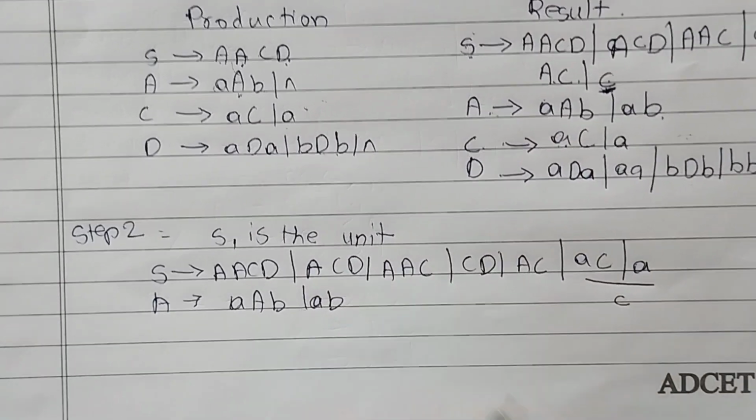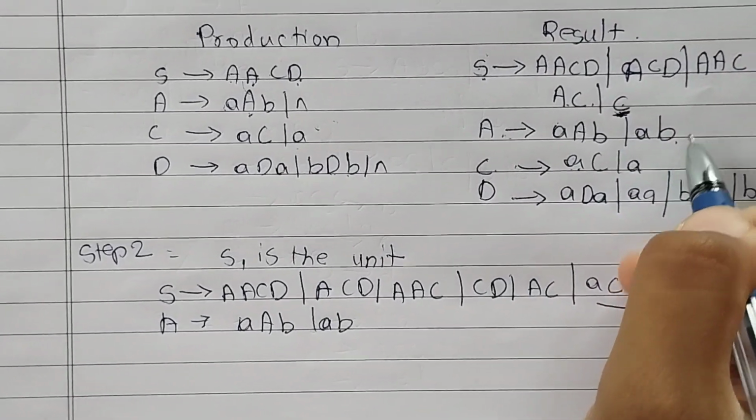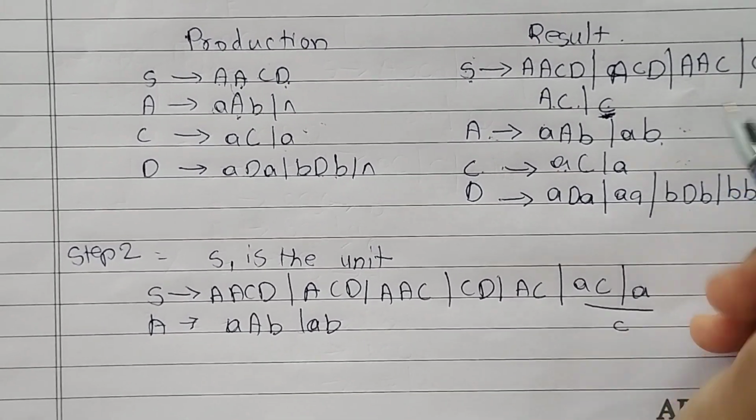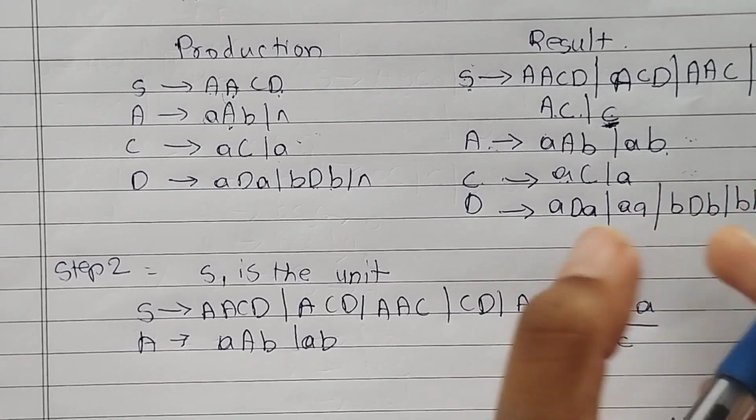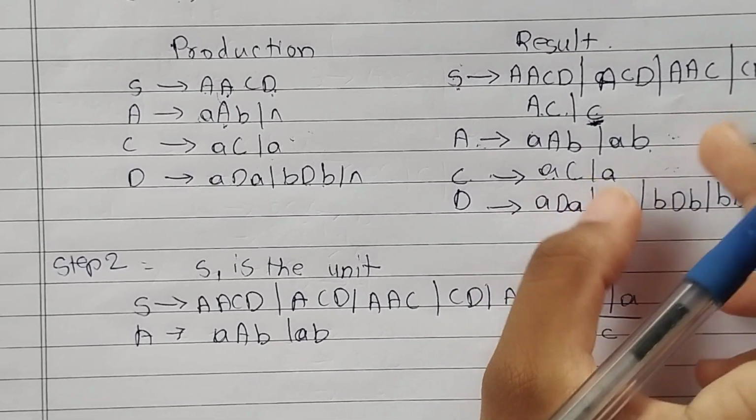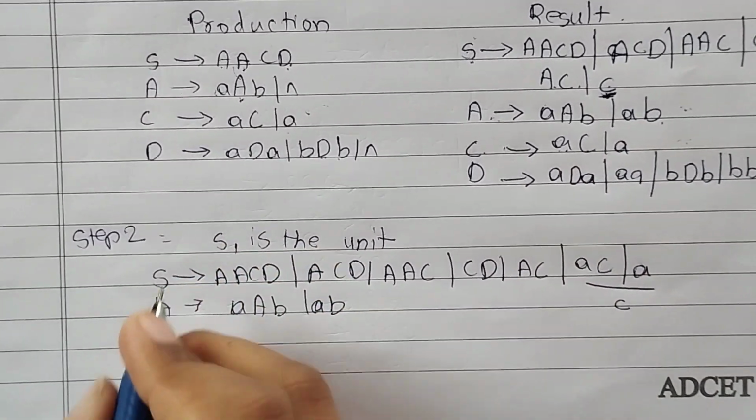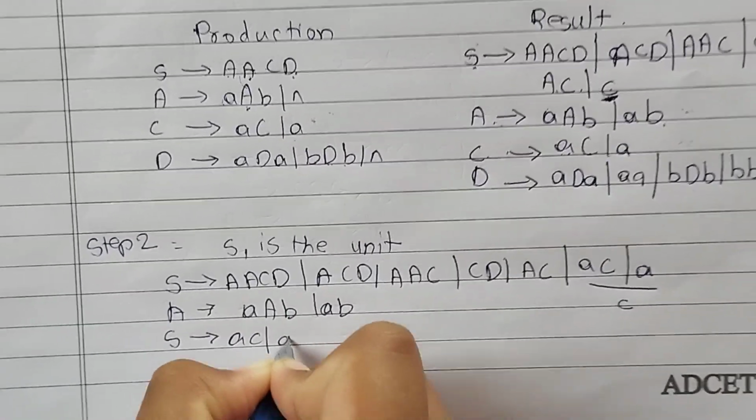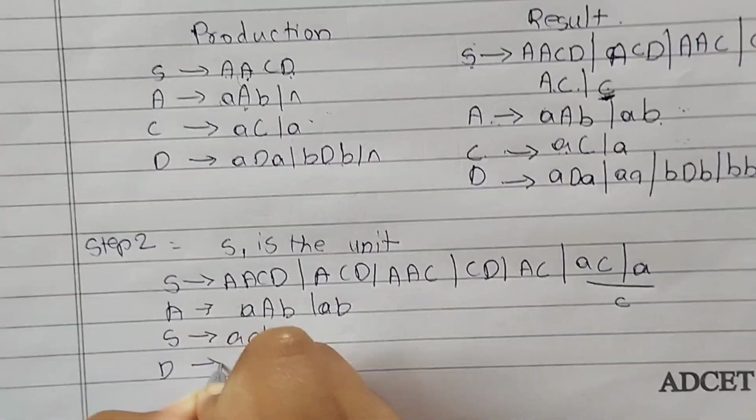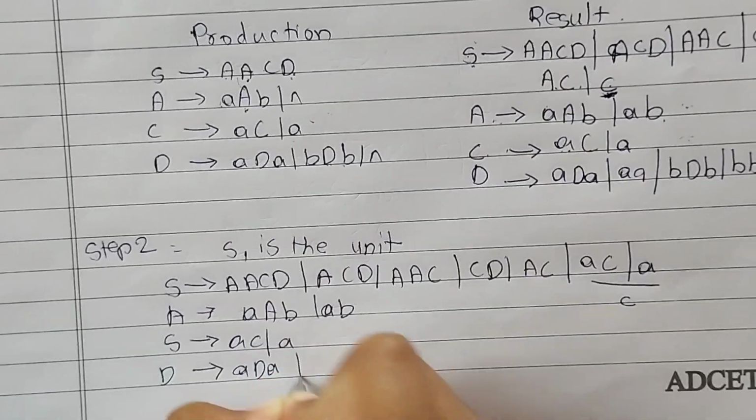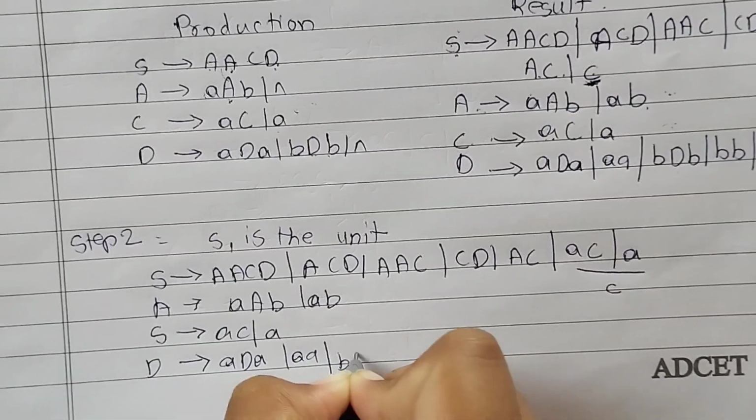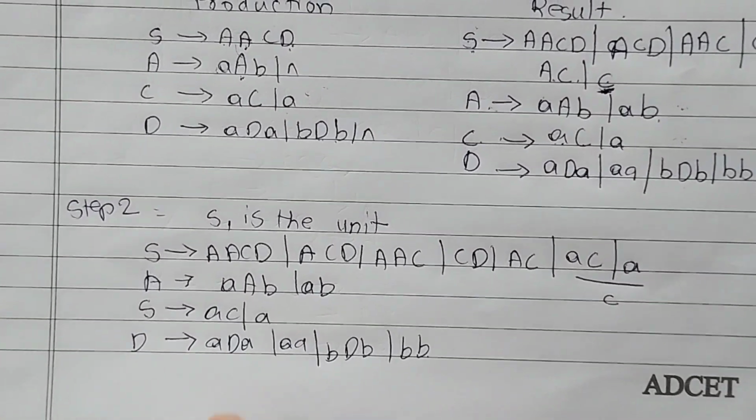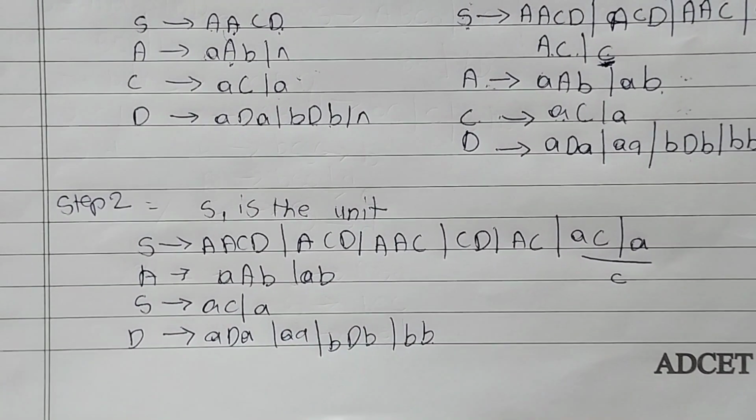A. Now let's suppose there is also any single A, single D, or single S present. At that time for this single variable we write the whole production of that variable. But in this case no such variable is formed. Now this AC, A and D gives ADA, AA, BDB. Now this is our new result of the production.